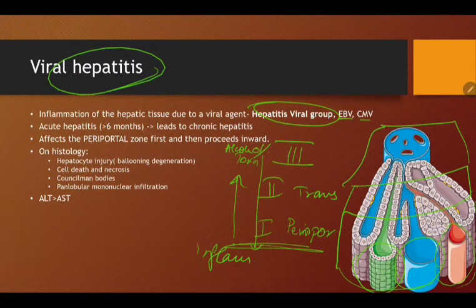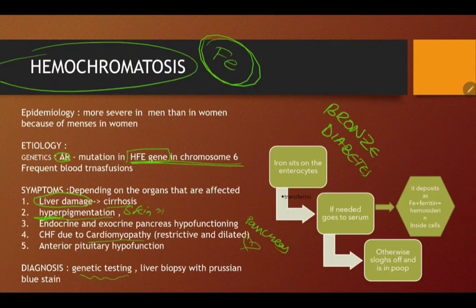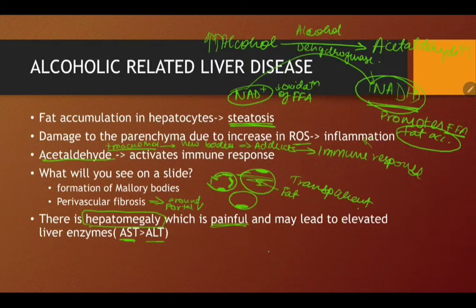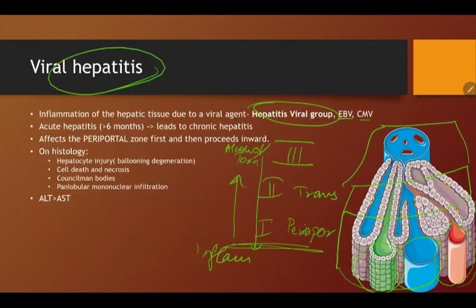On the slide, you would see on histology ballooning degeneration, cell death and necrosis. There'll be panlobular mononuclear infiltration because the inflammatory cells, like macrophages and neutrophils, are trying to enter and fight the infection in this zone, in the lobules. Councilman bodies can also be seen on histology. You remember how in alcoholic disease I said AST is higher than ALT? Well, look here. ALT is higher than AST in viral hepatitis. So that's one thing that you can check for.